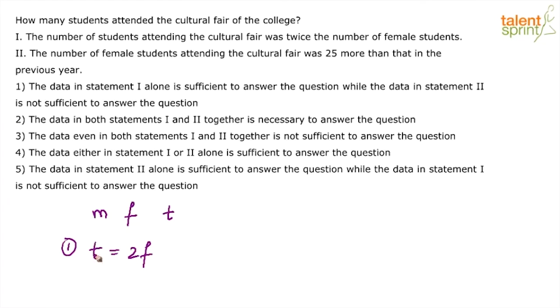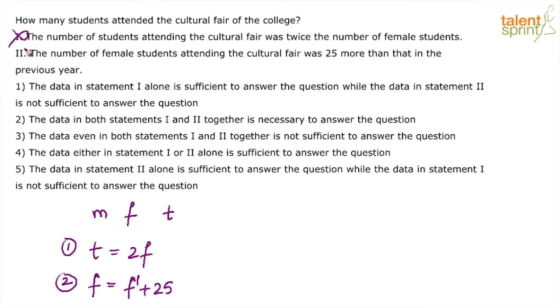But does that give us the answer? The total number of students is twice the number of female students. No, statement 1 doesn't give the answer. Statement 2: The number of female students attending the cultural fair was 25 more than in the previous year. So F this year is F dash plus 25, where F dash was the number of female students in the previous year.